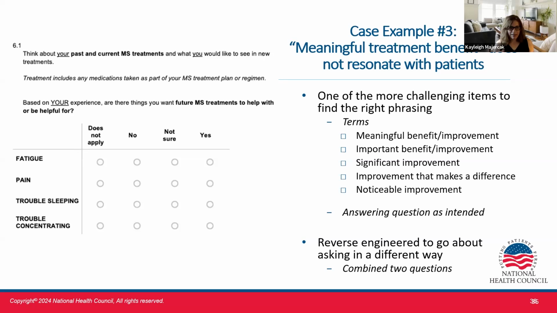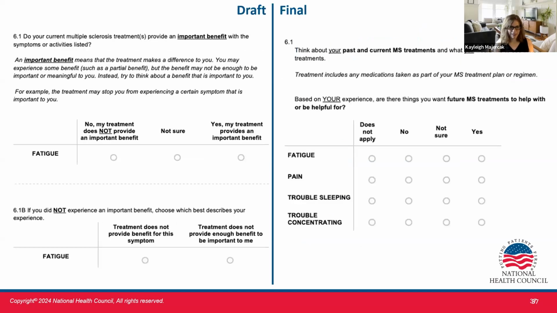So we combined the part A, the part B, and asked it in a different way, which is what you see here. So if we go to the next slide, we can see what it looked like before and the after, where we were trying to ask about important benefit and give an example of what that means, having the part A and the part B, but then we simplified it and asked, is there something you want future treatments to help with or be helpful for? Next slide.